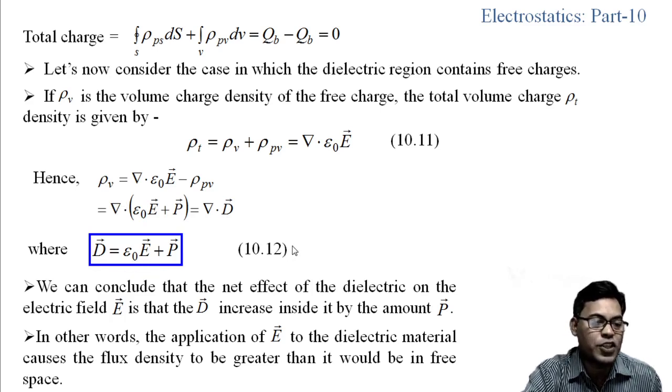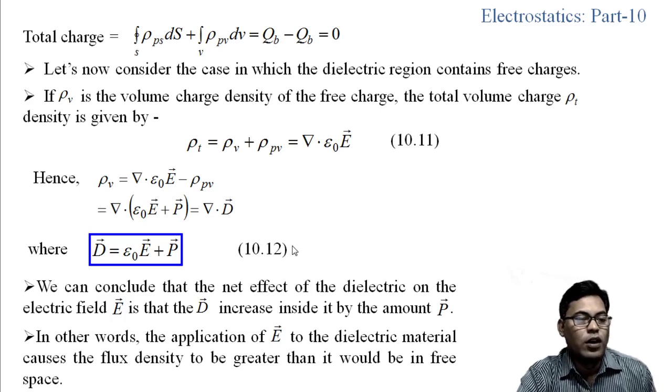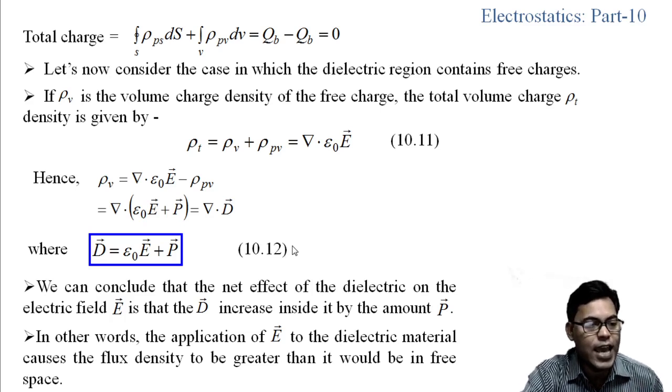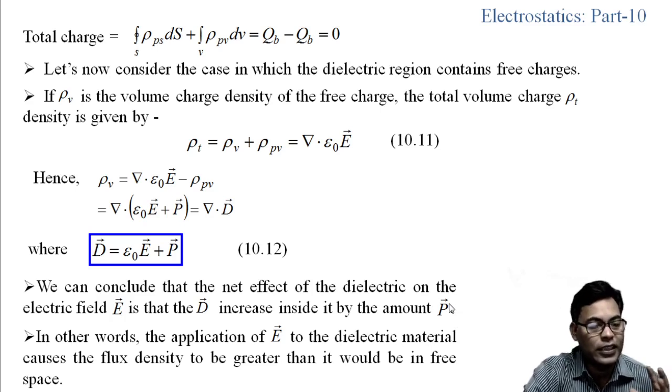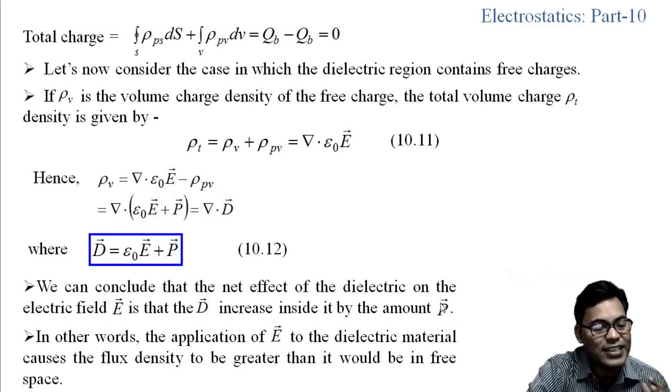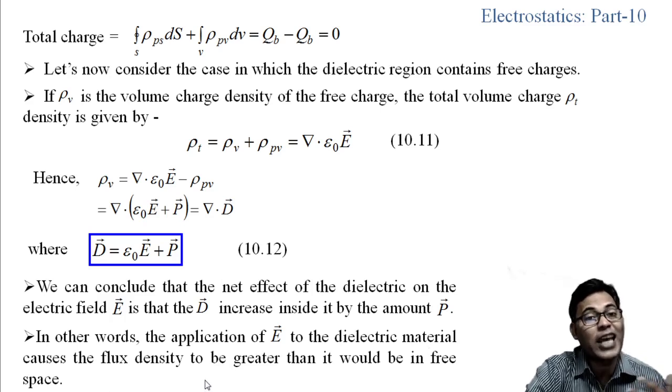Now from expression 10.12, what information do we get? You can see that the net effect of the dielectric on the electric field E is that D increases inside it by the amount P. So here the flux density increases by the amount P. In other words, the application of E to the dielectric material causes the flux density to be greater than it would be in free space.